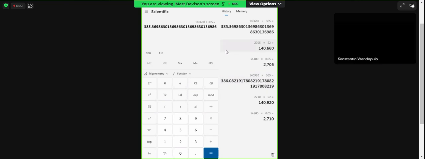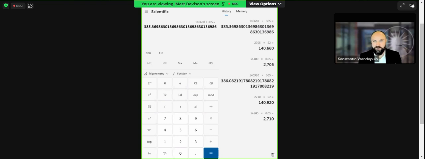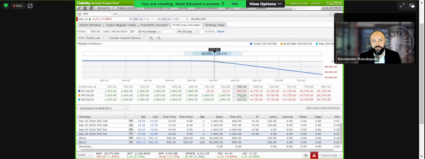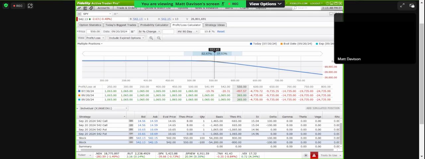It was 386 earlier, yeah. And our differential, I think, in this market was a little bit more than $400. So there you go. I mean, it's right on the money. So great work of the calculator there for sure, Matt. There you go.